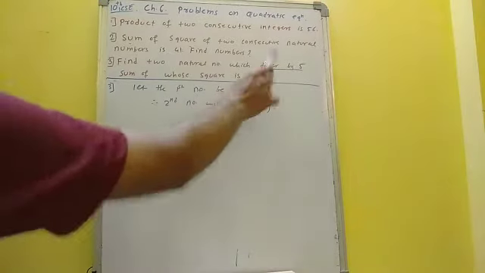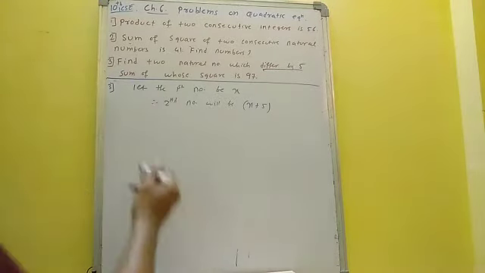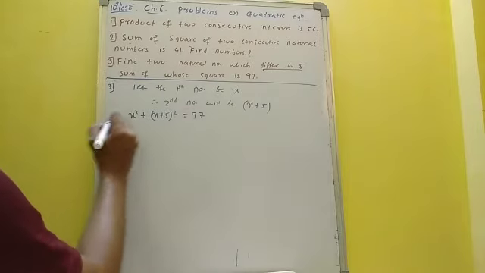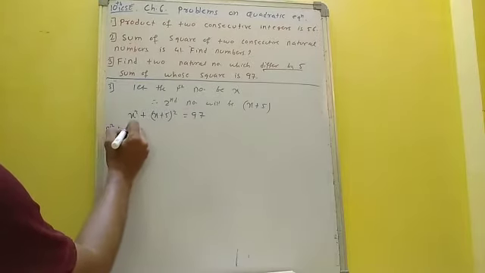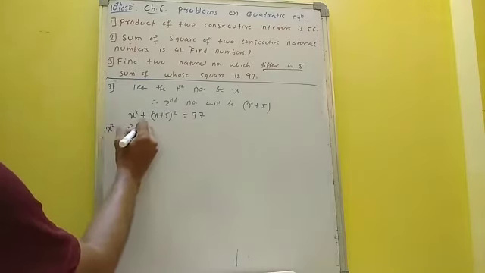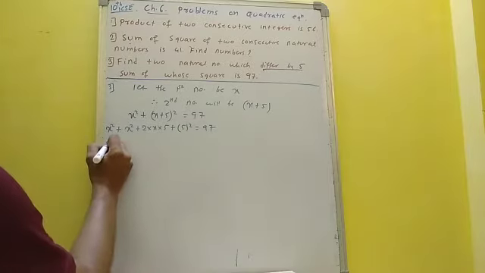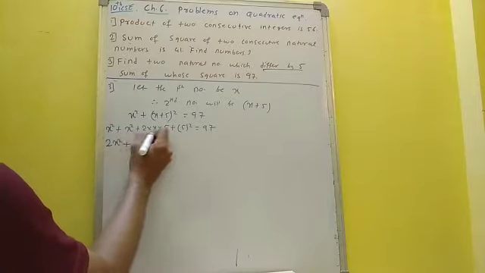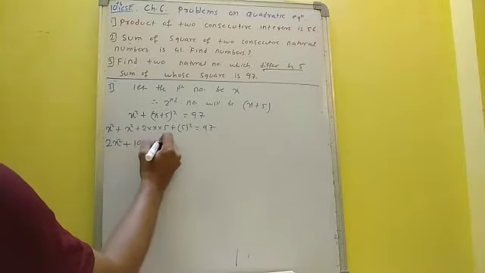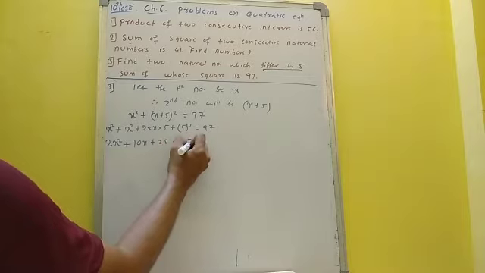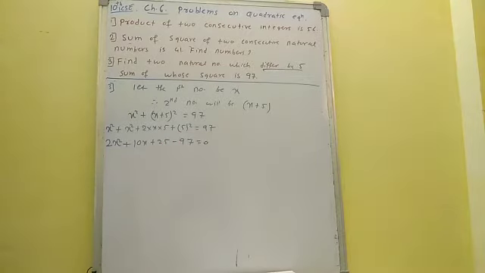Now what is the question? Differ by 5, this is done. Sum of whose squares? So again x square plus x plus 5 the whole square is equal to 97. So x square as it is, a square plus 2 into a into b plus b square is equal to 97. x square plus x square will be 2x square. 2 fives are 10x, 5 fives are 25, plus 97 will come to this side and become minus 97.